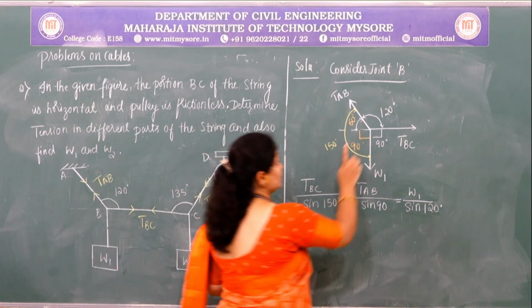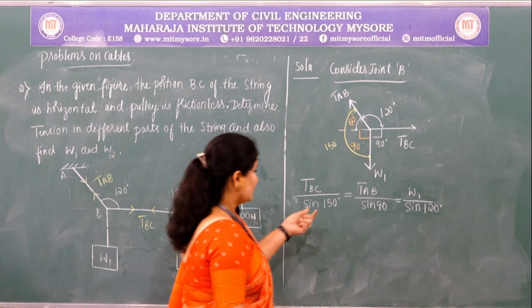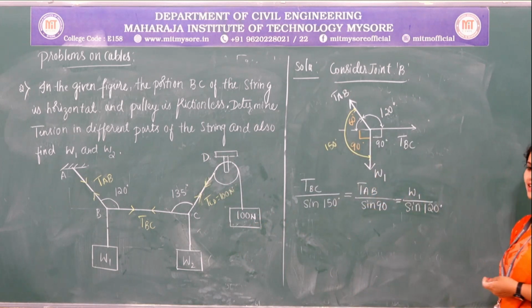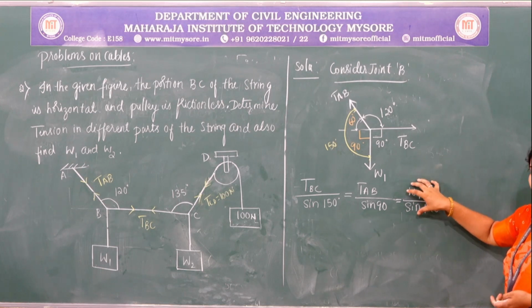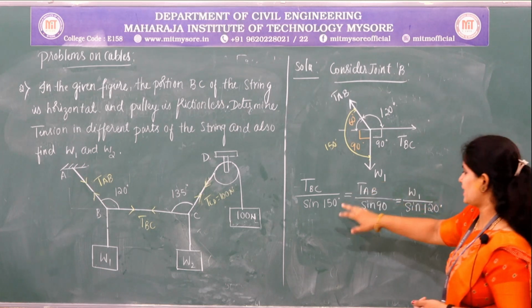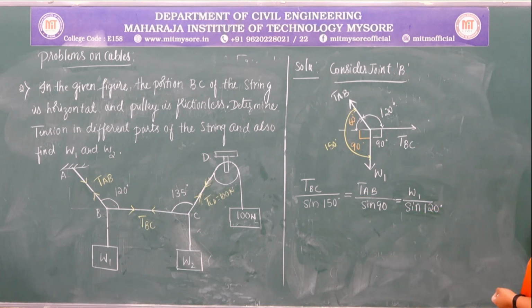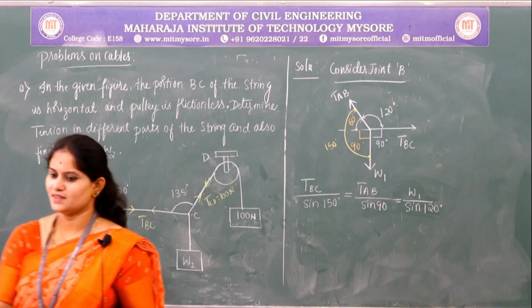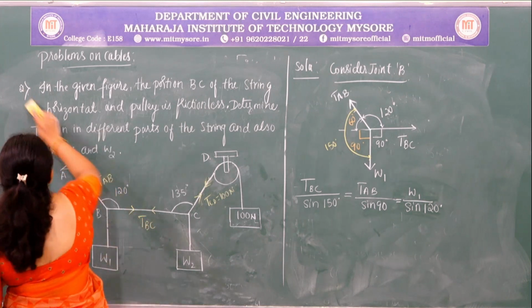So at this joint there are three unknowns. We cannot solve with three unknowns. Even if one of the forces is known, we can solve easily. So let us first consider the joint C. After solving for joint C, we will consider the joint B.